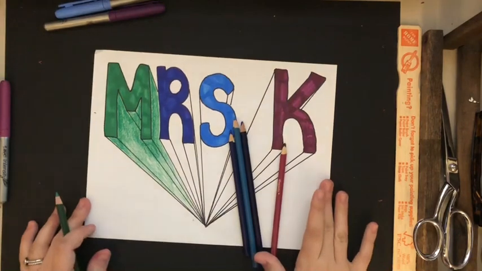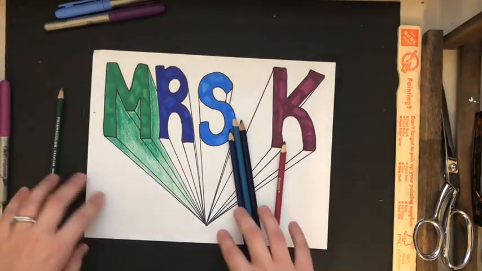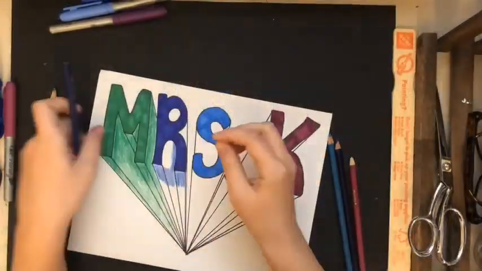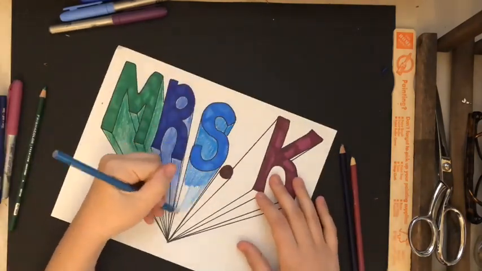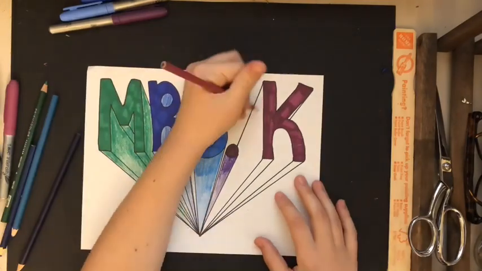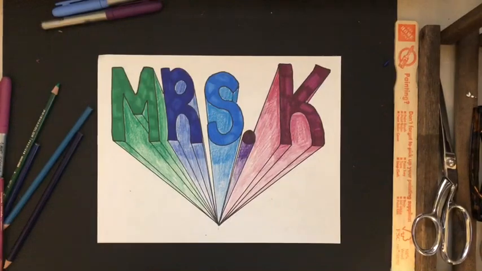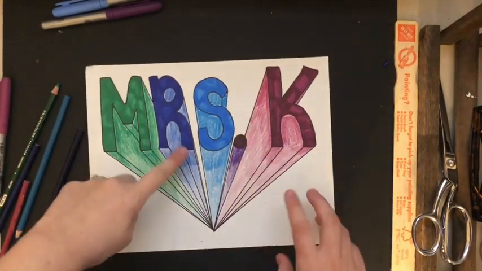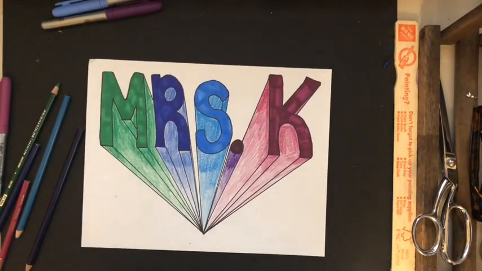So again, you want to push down pretty well around your letter, and then you're going to get really light as it gets toward the dot. I'm going to do a quick time lapse of coloring the rest of my letters, and then we'll finish up. Okay, so now my letters are all colored in. Again, I tried to concentrate a lot darker around the letters and then make it light towards the vanishing point. Once you've gotten this far, you're all done with making your letters look three-dimensional.